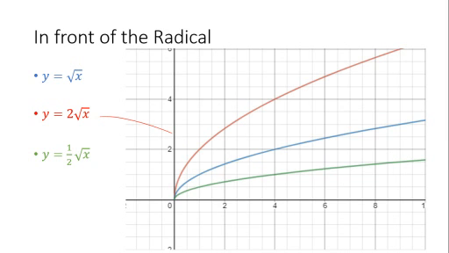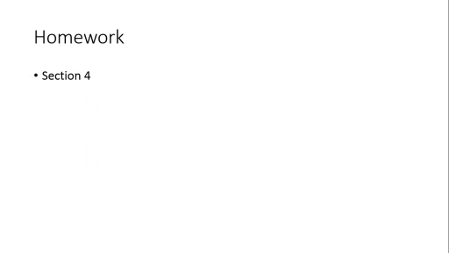Okay, so if the number is greater than 1 in front of the x, it's a steeper jump. If it's between 0 and 1, it's a flatter curve. Okay, for those. All right, that's the end of this section, and yep, that's section 4.